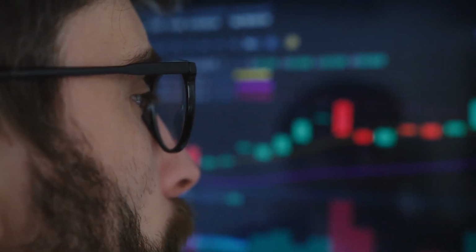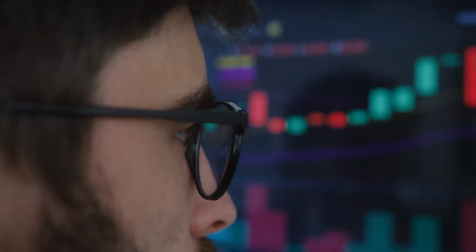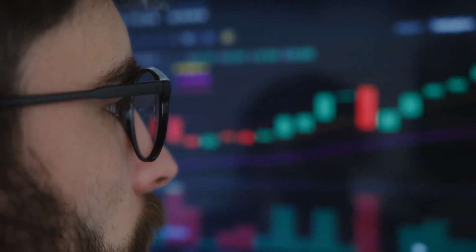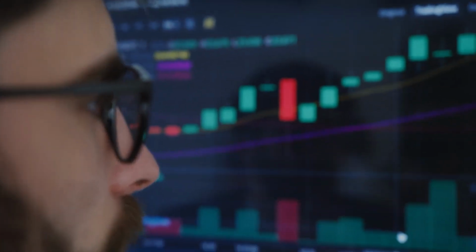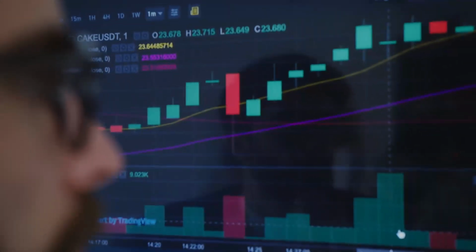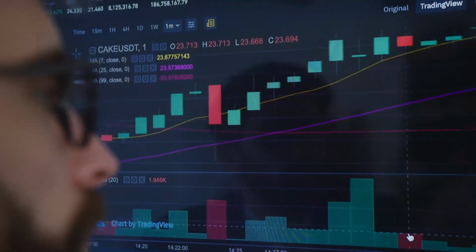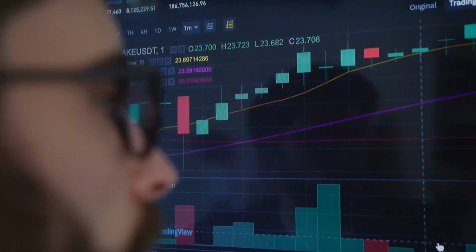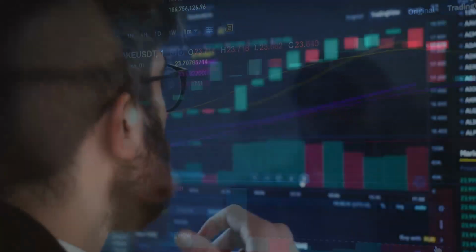AI can help you find niches that meet these criteria. By analyzing vast amounts of data, AI can identify niches that are in high demand and have low competition. This will help you focus your efforts on the niches that are most likely to generate a profit.